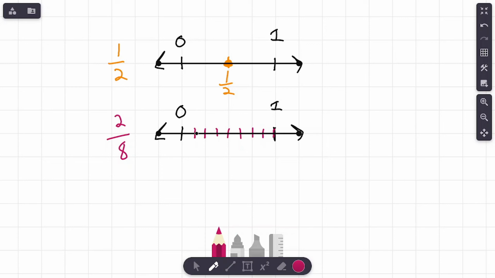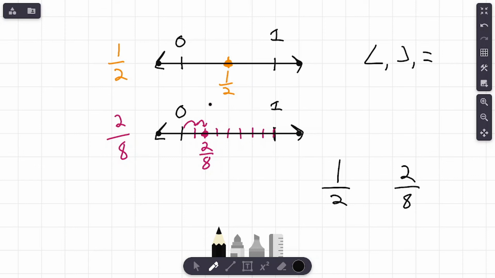So I've got 8 equal sections, 1, 2, 3, 4, 5, 6, 7, 8. I need 2 of the 8, so I'm going to go 1, 2. Gonna color in my dot right here, and this is where 2/8 is located. Notice my number lines are the same length. Even though my number lines are really small, they're still the same length, and that's really important when we are talking about comparing any sort of fractions. You need your models to be the same size. So our number lines are the same size.